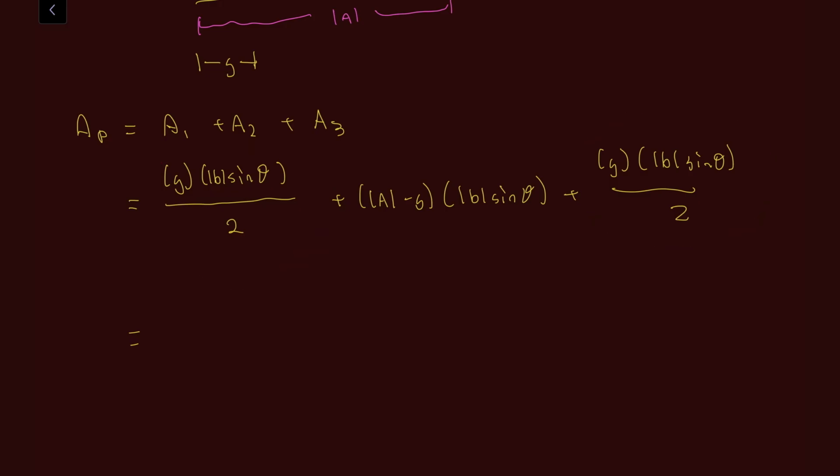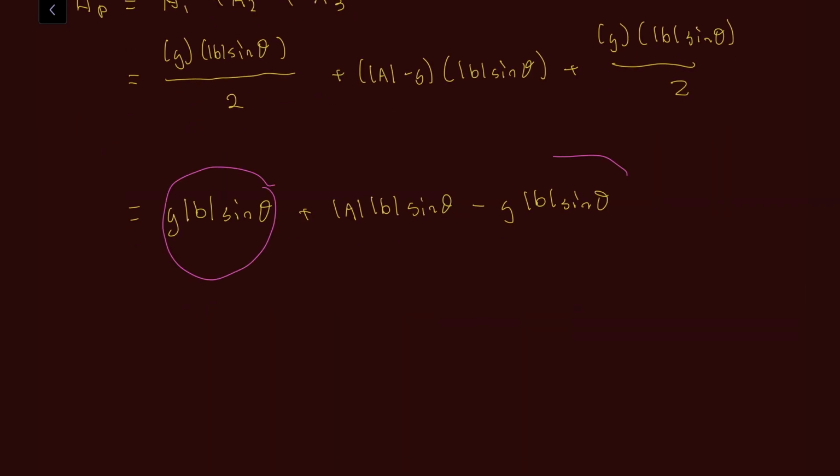So we just add them together, and their halves cancel out, so they're just wholes. It's just G times B sine theta plus, now what I'm going to do is distribute A here and G here. I'm just going to factor it out. So we get two more terms. It's A times the magnitude of B sine theta minus G times the magnitude of B sine theta. Okay? And as you can see, these two terms cancel out. So what we're left with is the area of the parallelogram is simply equal to the magnitude of A times the magnitude of B sine theta, which is the magnitude of the cross product, and it's also equal to the base times height that we found earlier.